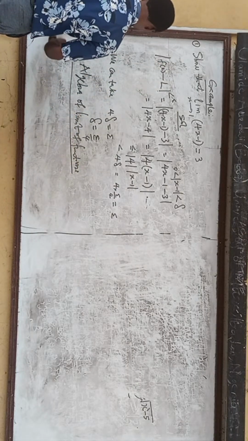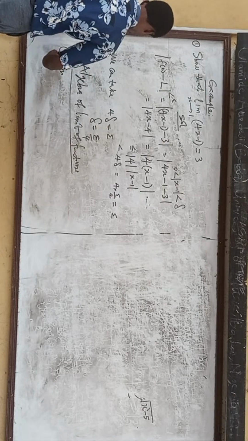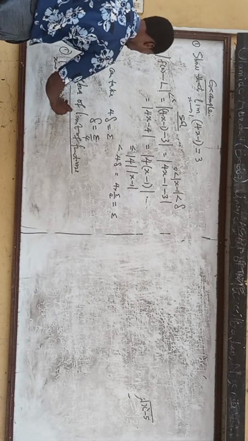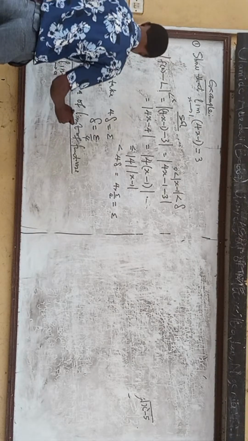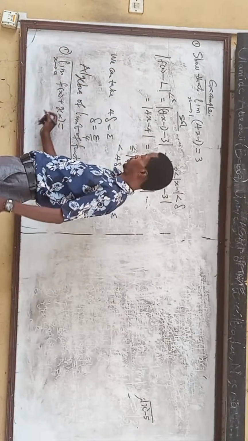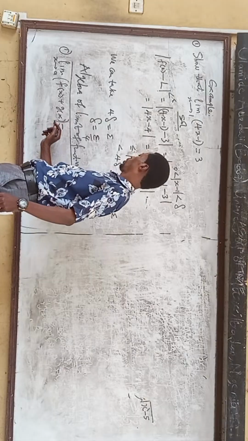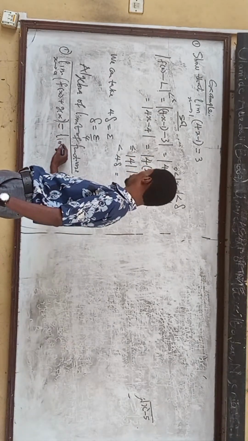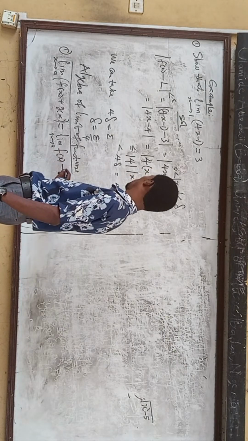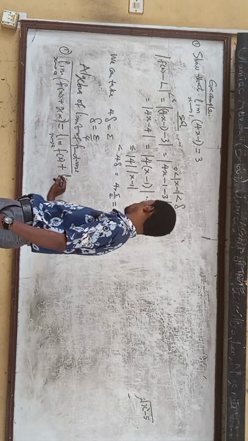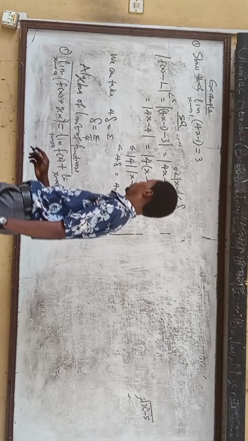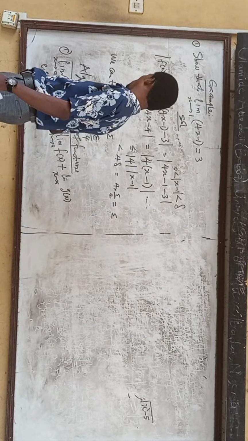Number one is the limit as x tends to some a of f of x plus g of x. If you are taking the limit of a sum, it is the same as taking the sum of the limits: limit as x goes to a of f of x plus limit as x goes to a of g of x.